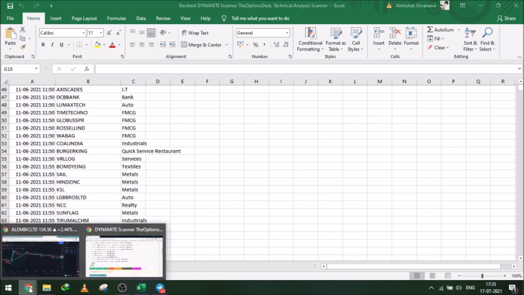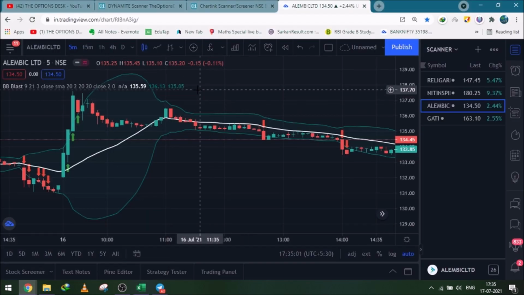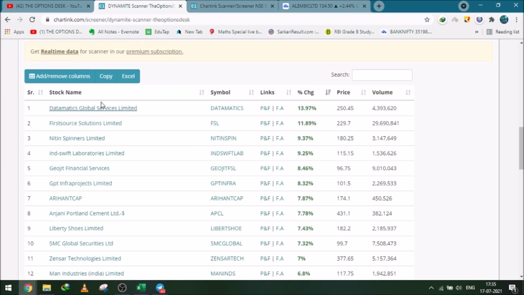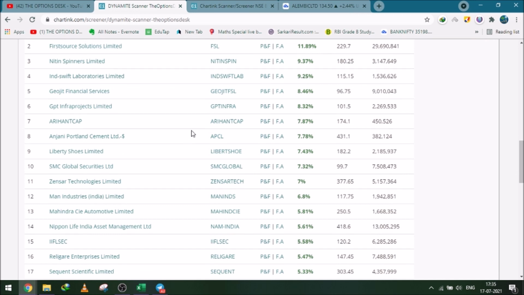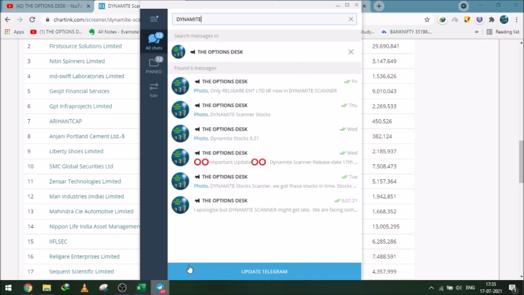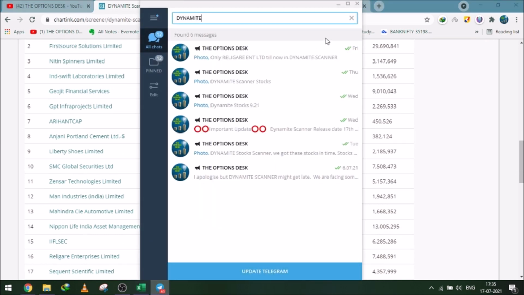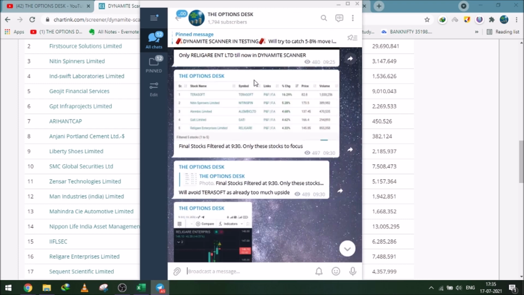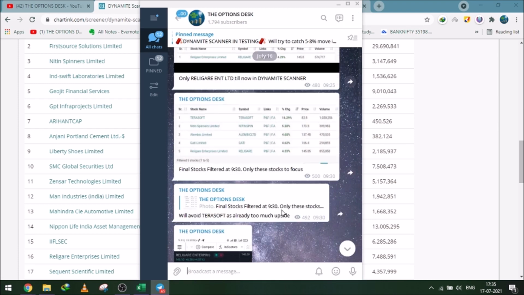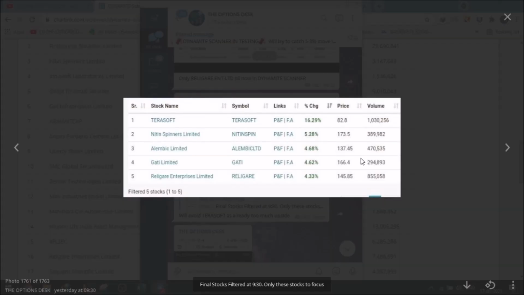See, now one thing more that I would like to tell. As the stocks keep on getting, now you will see, Abhishek, in the Dynamite channel, there are many stocks that we are going to get in the scanner. Yes, I agree. But at one point of time, let's say at 9:30, you are going to get around 3 to 4 stocks only.